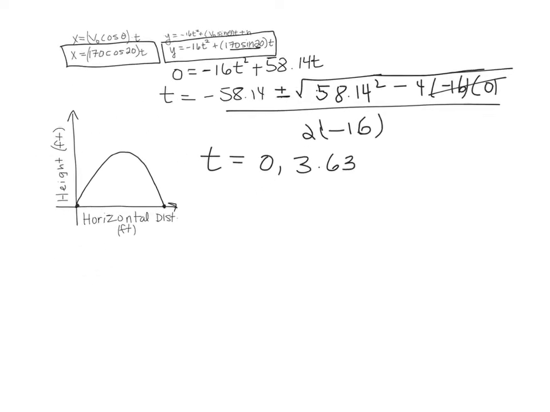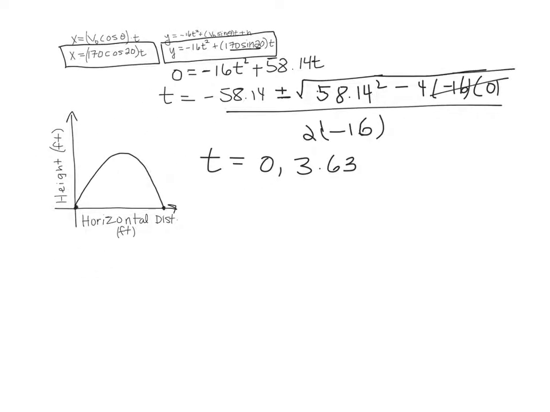And that makes sense because we've got a height of 0 at the beginning, at time 0, and at the end. So when does the ball land? How long is the ball in the air? It's in the air for 3.63 seconds. Now, how far does the ball travel? That is a question of horizontal distance.